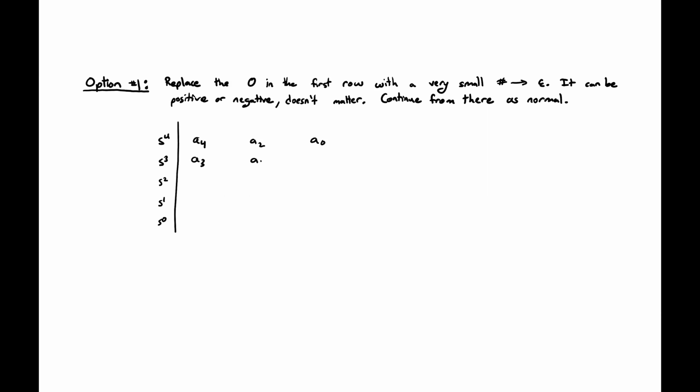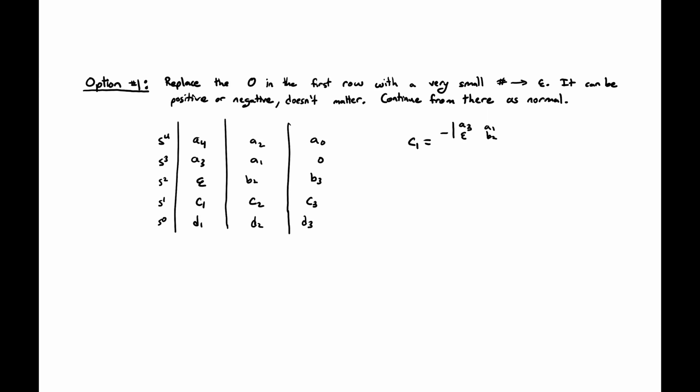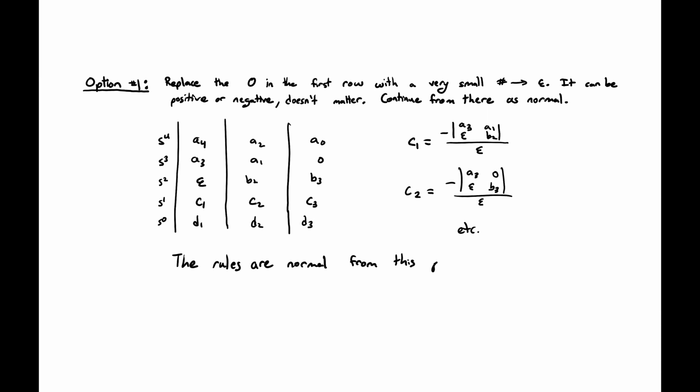So if we have that Routh-Hurwitz table and we have that 0 where b1 was, we're going to replace it with an epsilon and continue our calculations for c1, d1, c2, all of those as normal here, right? So wherever that b1 was when it was 0, now it is just epsilon. Okay. The rules are normal from this point forward, right? We could choose epsilon to be a very small positive number or a very small negative number. It doesn't matter. Either way is okay.